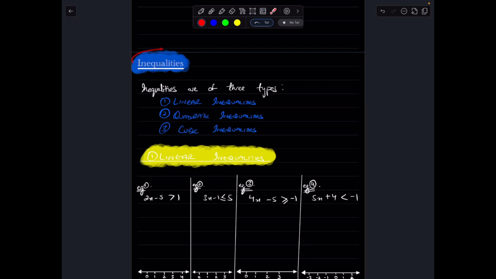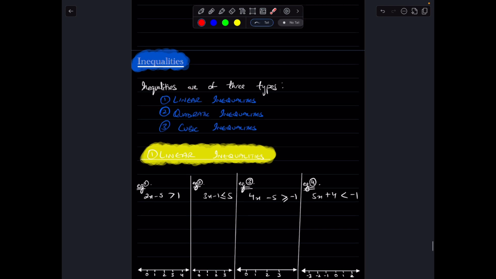So inequalities are expressions which may involve the greater than sign, the greater than equals to sign, the less than sign, or the less than equals to sign. And inequalities are of three types: linear, quadratic, and cubic. In this video, we'll cover linear inequalities. And when it comes to linear inequalities, we have to cover how to solve them and their representation.